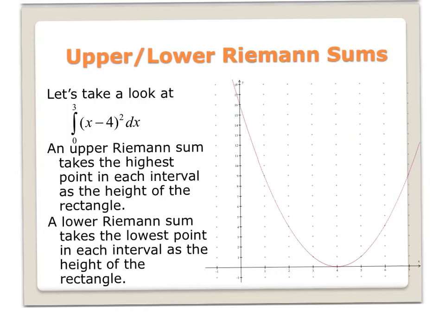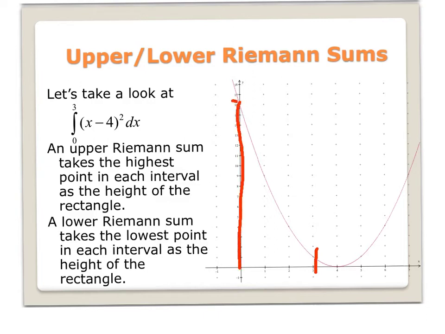Okay, so Mr. Riemann decided to take a look at different types of sums. So let's take a look at the area under the curve from 0 to 3 for this equation, x minus 4 squared, which is this parabola. We're only looking at the region from 0 to 3, so this region between these two lines.